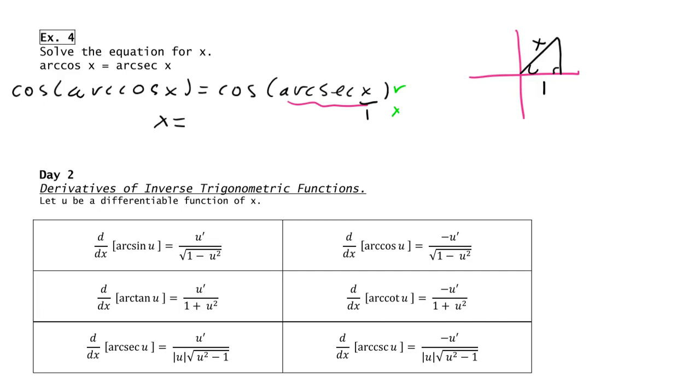And this is theta. So now what I'm going to do is take cosine of this theta right here. Well, what's cosine? Is it x over r? So all I'm doing is flipping these. So now it's x over r, which is 1 over x. Cross multiply, you get x squared equals 1, and x is plus or minus 1.